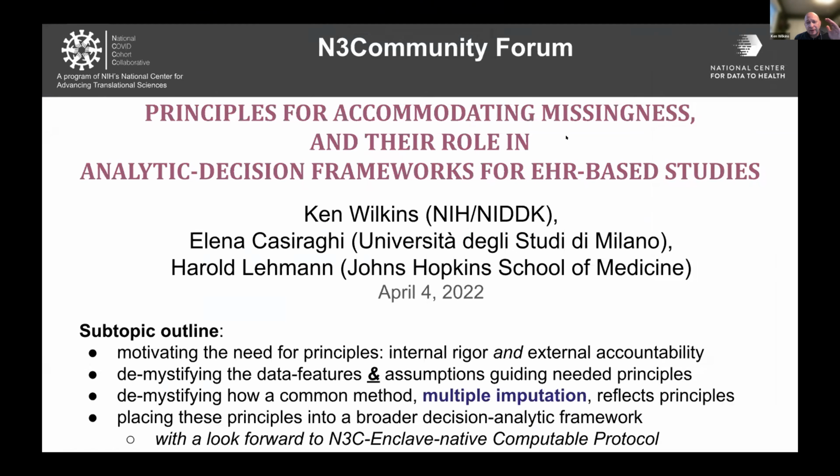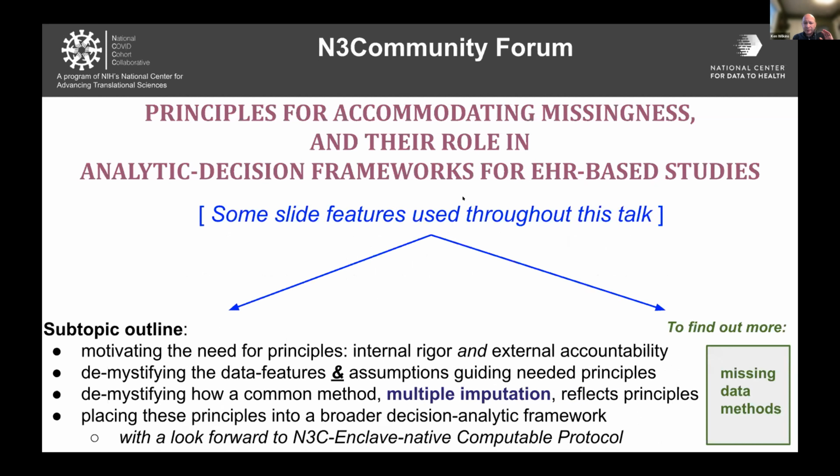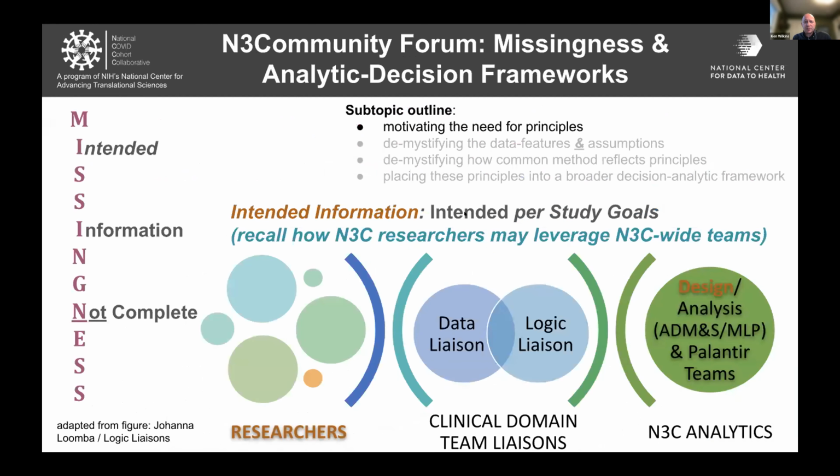I think Hythem's done a great job of setting the tone here, and our subtopic here is looking at accommodating missingness and the role in analytic decision frameworks. I got a lot of material on it. These slides can be made available after the fact in terms of the principles, but I'll cover these first two bullets, and then Elena and Harold can pick the last two. Quickly to move through, you can see that I have not just that outline, but also how to find out more with some links for those that get the slides after the fact.